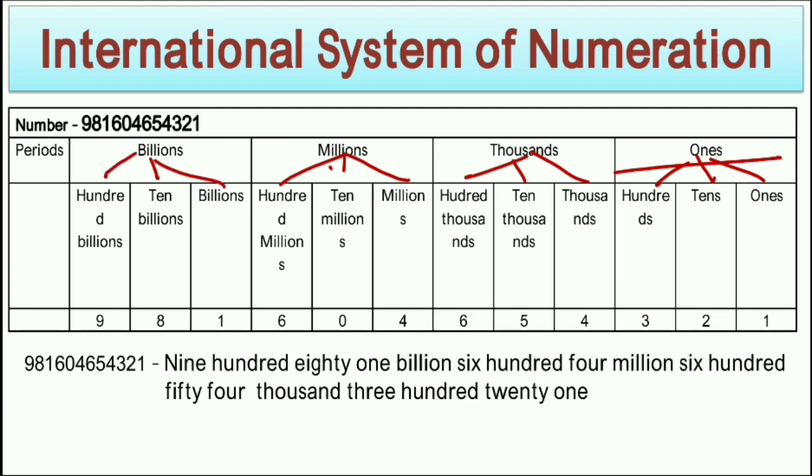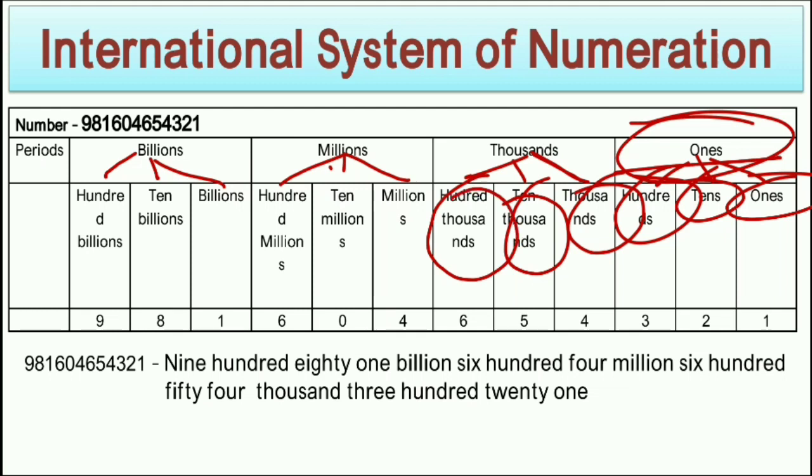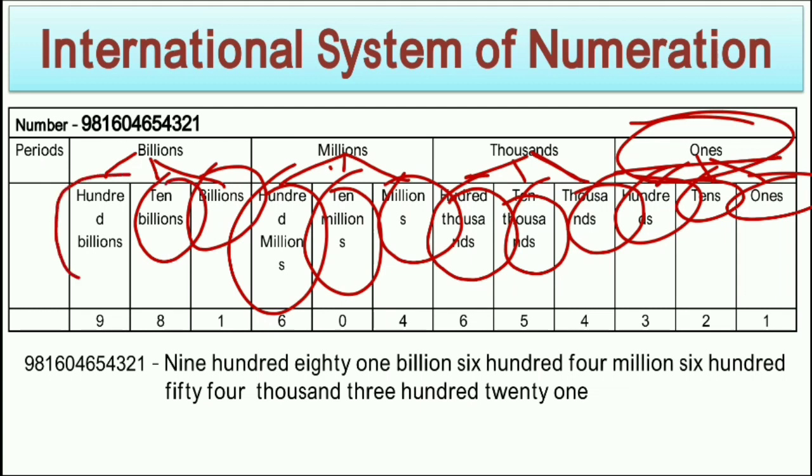Some students asked what comes after billions. Obviously after billions, trillion comes. But in your syllabus you only have to study up to billion. After trillion something else also comes. So for your knowledge I have said, but it is not in your syllabus. So now the ones period has been divided into ones, tens and hundreds, and the thousands period into thousands, 10,000s and 100,000s. Every period will be divided into 3. Now millions, 10 millions, 100 millions, billions, 10 billions and 100 billions.